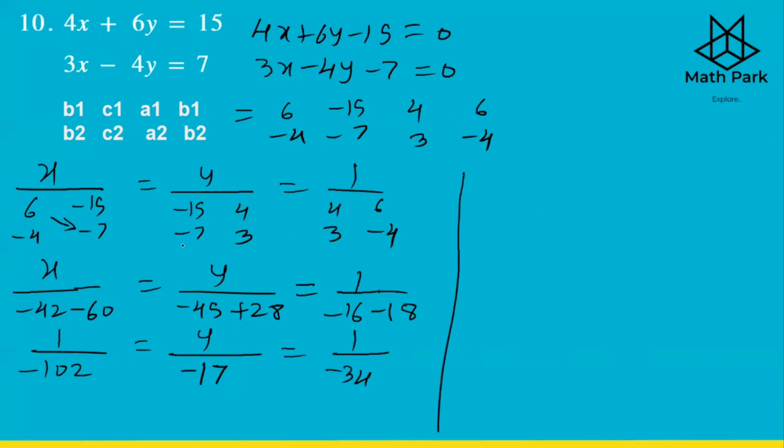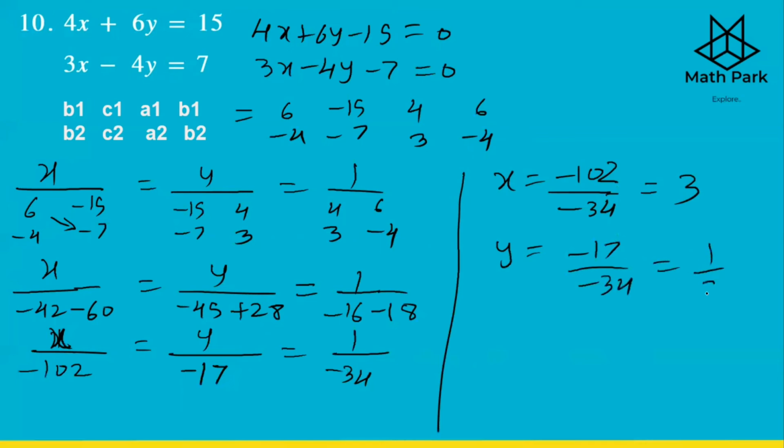So we have now here, this is x upon 102. So we get x is equal to minus 102 divided by minus 34. So minus 102 divided by 34, 4 threes are 12. So you divide, you get this as 3. Y is equal to minus 17 upon minus 34, which is equal to 1 upon 2. So this is how we got x is equal to 3 and y is equal to 2.